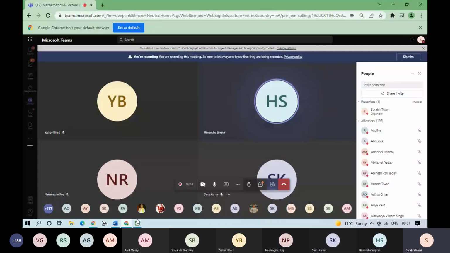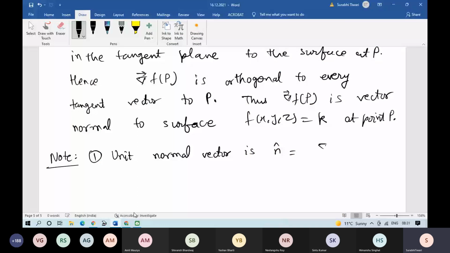So first note is the unit normal vector. What will be the unit normal vector? Now the gradient vector is the normal vector. So the unit normal vector is this.